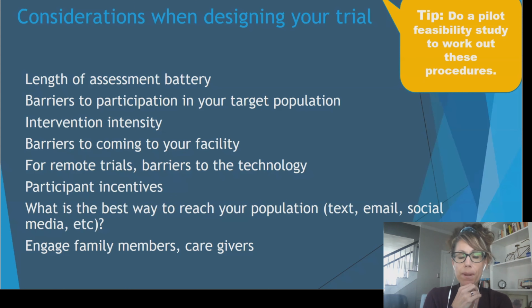You also want to think about what are the barriers to participation in the intervention that I'm proposing in the target population I'm proposing it for. And this could be any population. They all have certain barriers. You might be working with older adults. You might be working with certain underrepresented minorities.